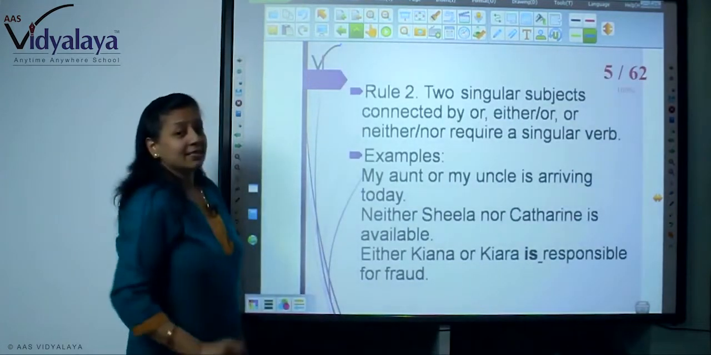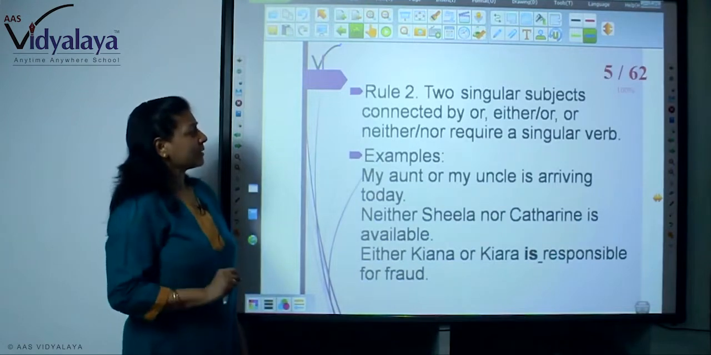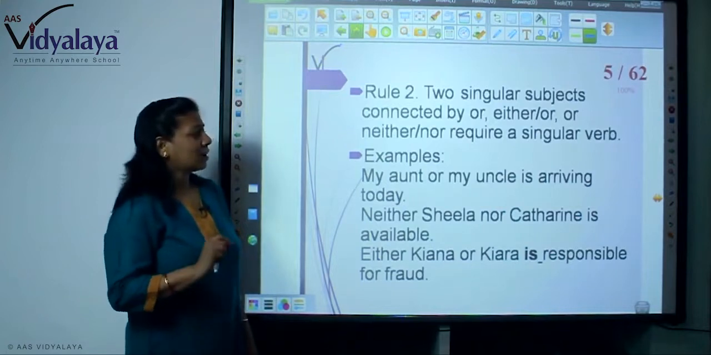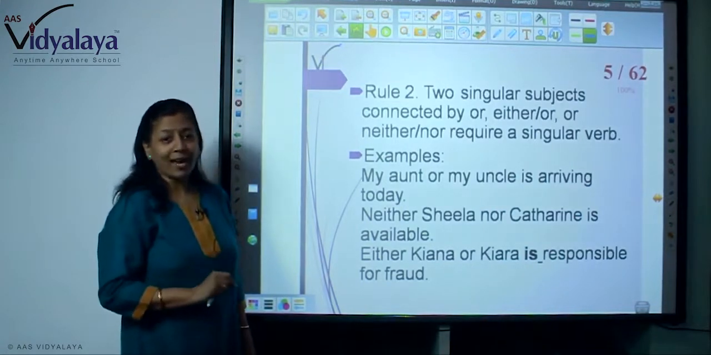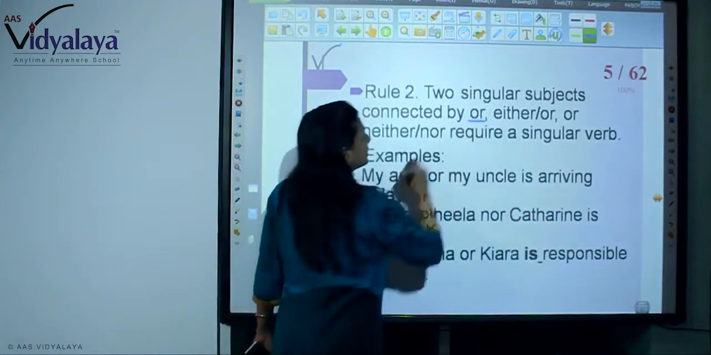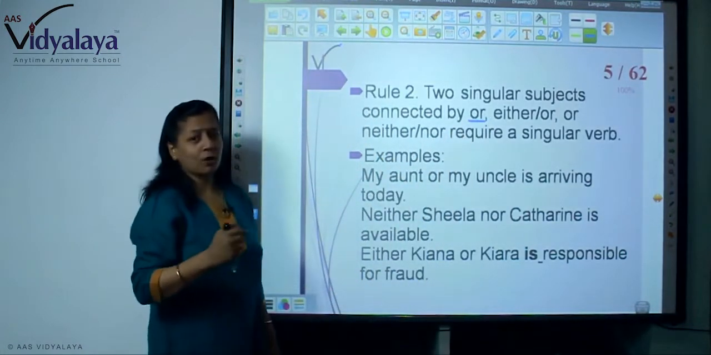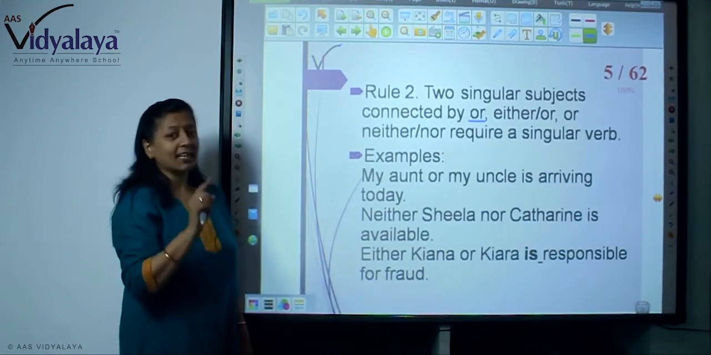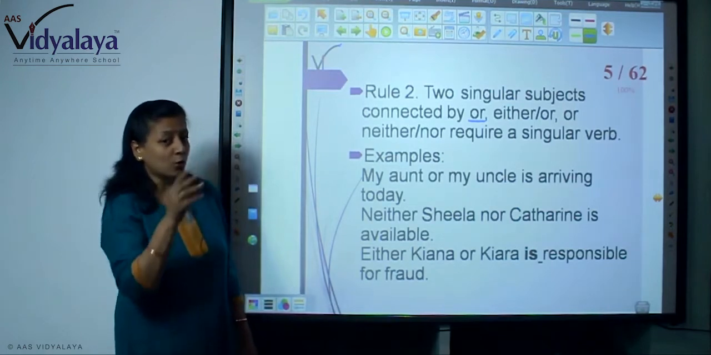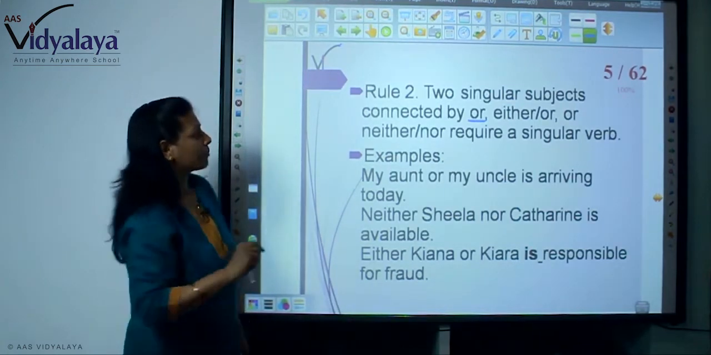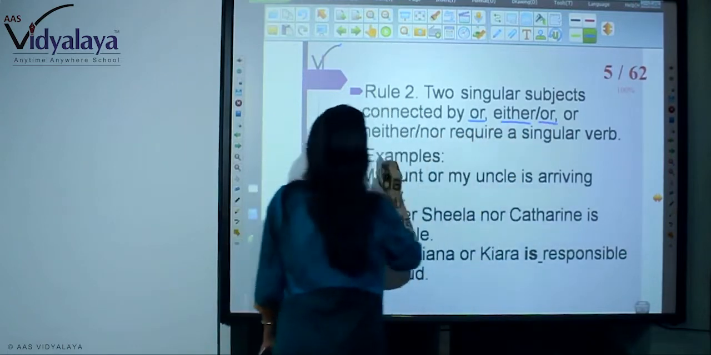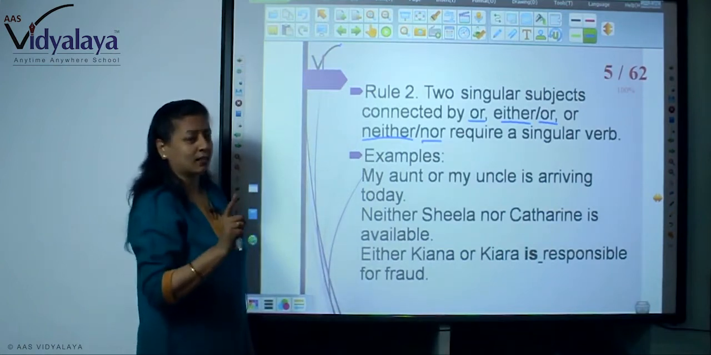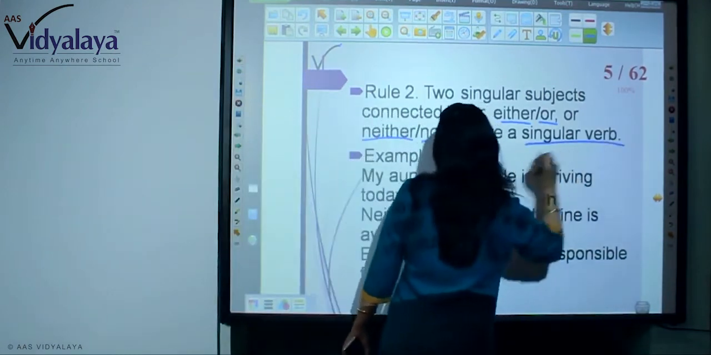Next, second rule. Two singular subjects connected by or, either or, neither nor require a singular verb. Why? Because or, that is optional. Either or means one person will do the thing, not both. If you are not getting both, that means your subject is singular. Either or, neither nor, that means only one subject is there. So, your verb is a singular verb.